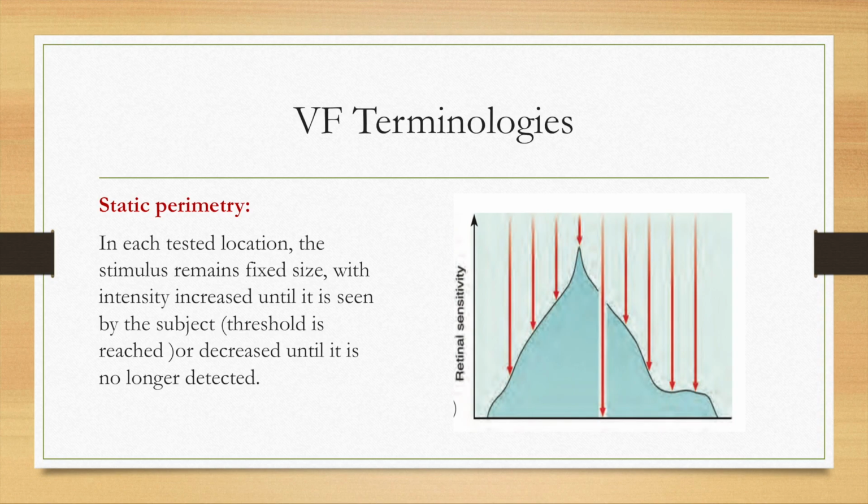As you can see here, this is the hill of vision, and we consider the red arrow to be the stimulus with fixed size, and the length of the arrow is the intensity of the stimulus. At the sharp point of fixation of the hill, the length of the red arrow is the smallest, as it needs a lower intensity, and you can see that the length of the red arrow increases toward the periphery. That means increasing the intensity of the fixed size stimulus.